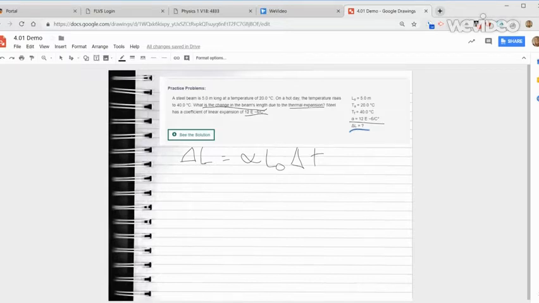So if I fill in some of what I already know, I'm looking for this delta L. It equals alpha, which is 12 times 10 to the negative 6. And I'll show you how to plug that in your calculator in a moment here. And we have to remember that negative. And then L0 is the original length, which we know is 5 meters.